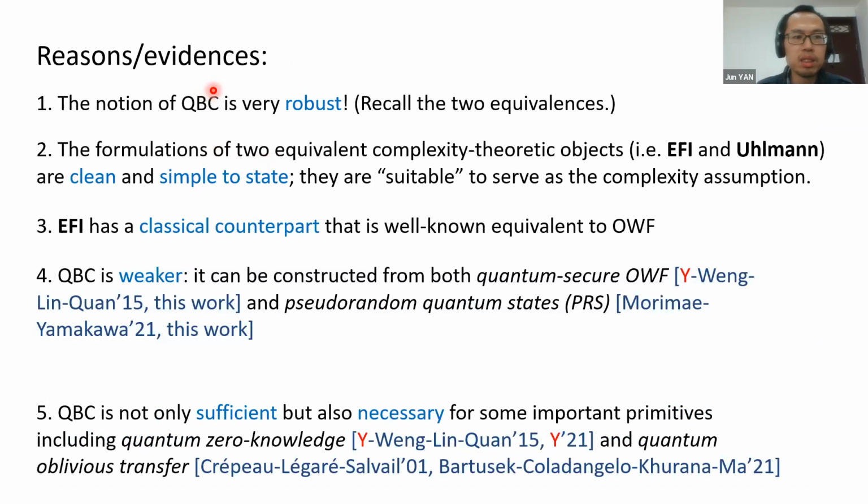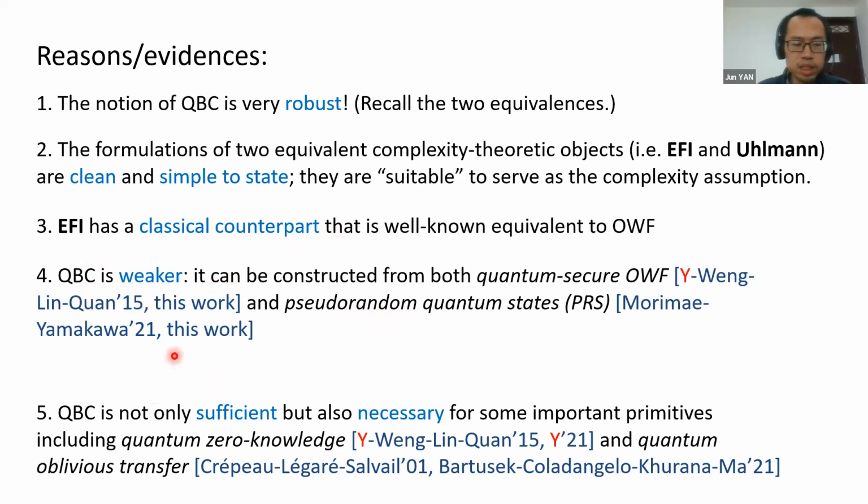So there are several pieces of evidence or reasons to support our proposal of basing quantum crypto on QBC. The first is, as just said, the notion of QBC is very robust. The second is that the formulations of two equivalent complexity theoretic objects are clean and simple to state. They are suitable to serve as a complexity assumption. A third is EFI has a classical counterpart that is well-known to be equivalent to one-way functions. The fourth is QBC is weaker. It can be constructed from both quantum secure one-way functions and pseudo-random quantum states.